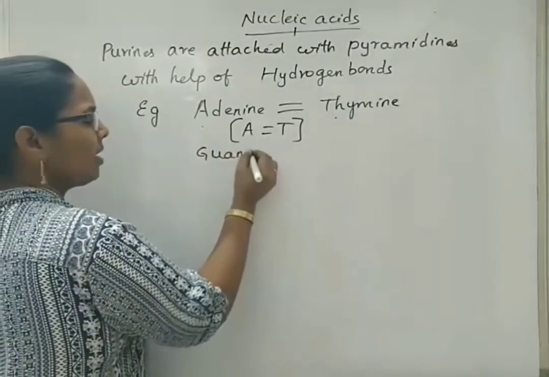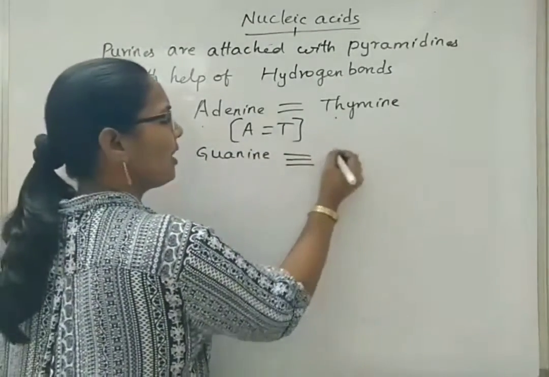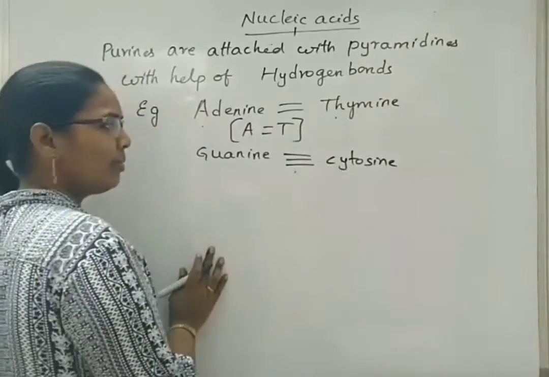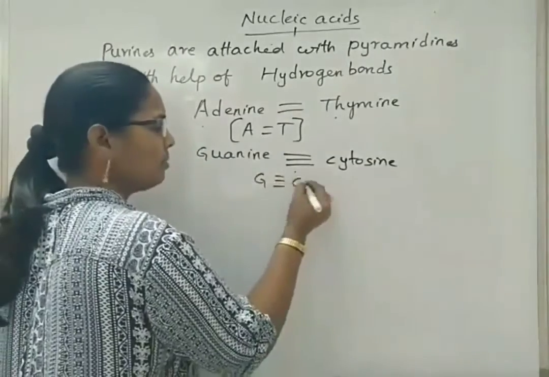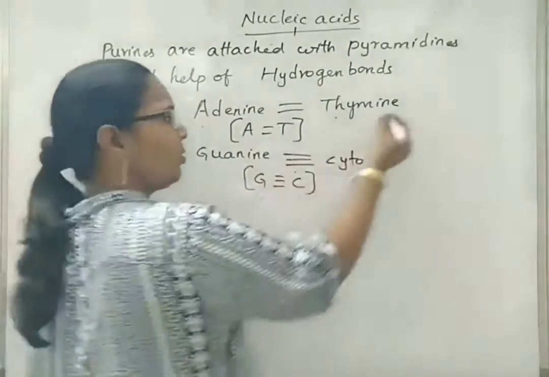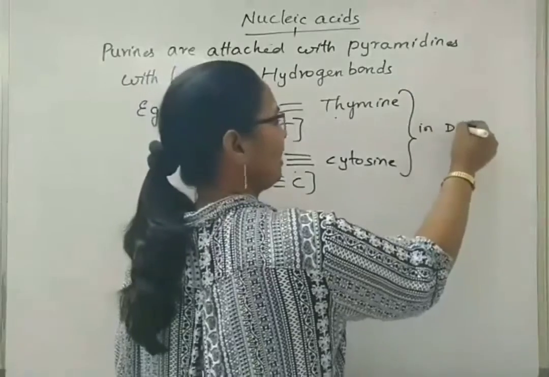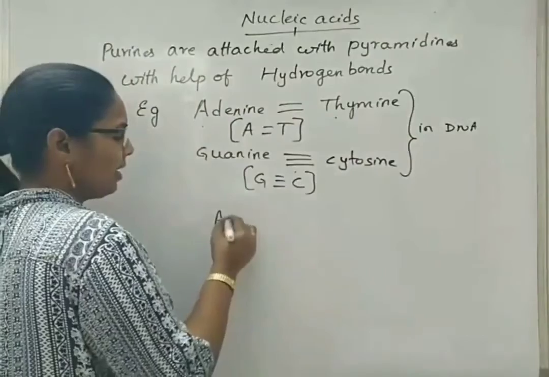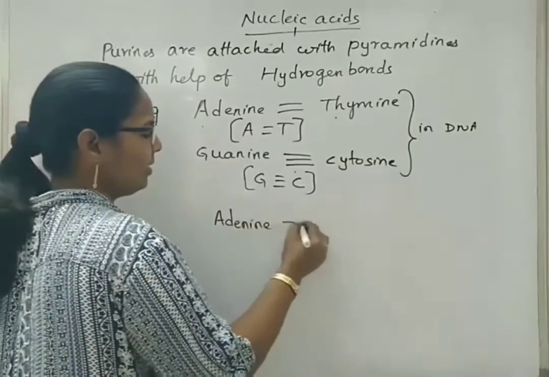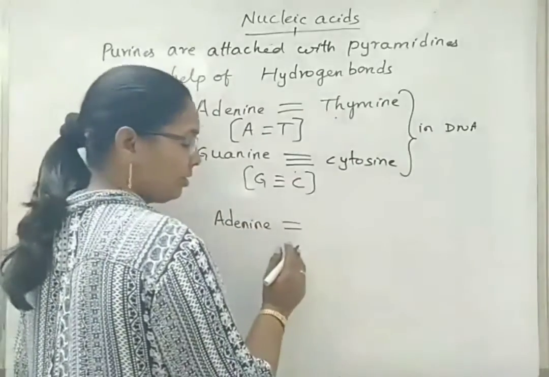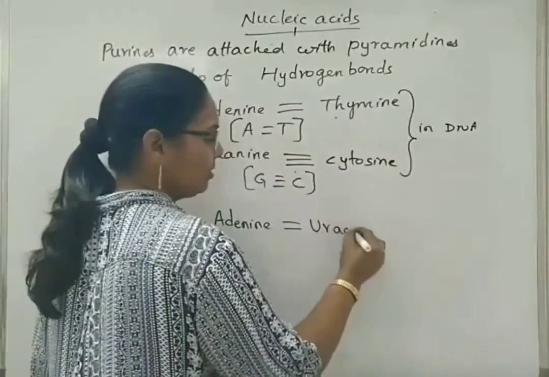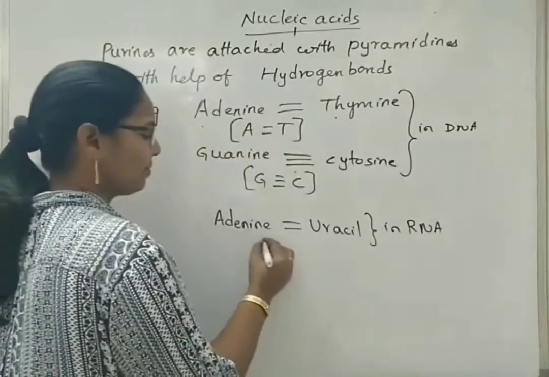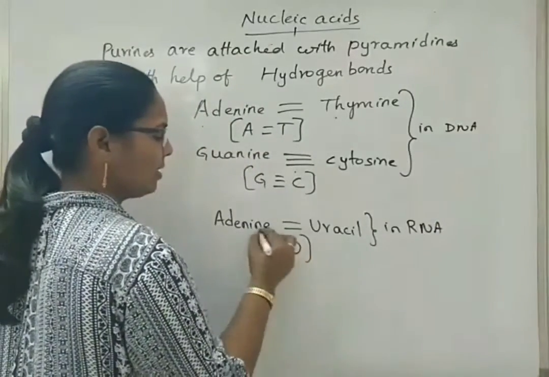Next, guanine, another purine, is bonded with another pyrimidine, that is cytosine, with 3 hydrogen bonds. This we represent simply like this. So these are the two conditions in DNA. Then what about the binding of adenine with uracil? Adenine is again with 2 hydrogen bonds or double bonds. It is bound with uracil. This one is in case of RNA. And here we represent like this only.